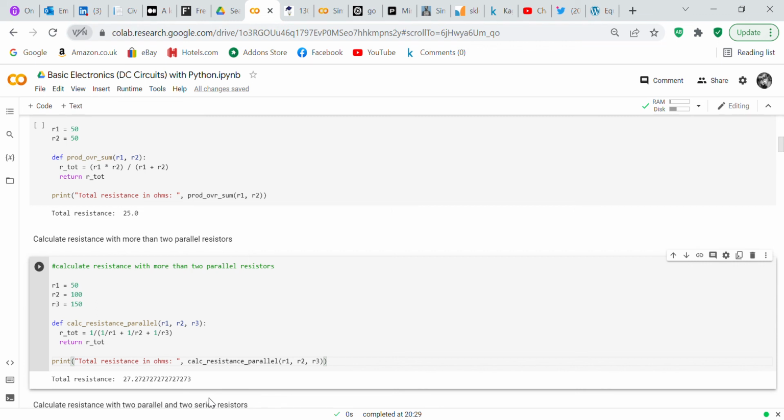27.27 ohms. And you notice that the lowest resistance in the bunch is 50, so your total resistance is going to be less than the lowest resistance.